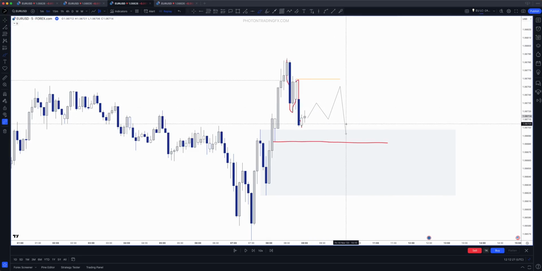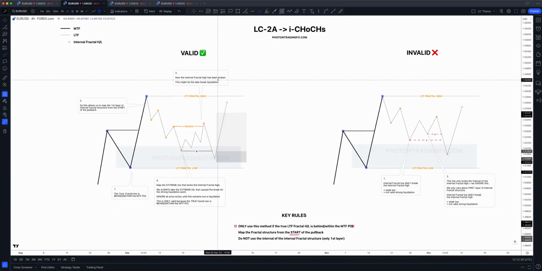And yeah, that's basically it, I can't think of any more ways to make this clear. So if you're finding this confusing, if it's melting your brain a little bit, just completely ignore the internal fractal structure. Never look at it. You do not need it. It will not be the difference between you being profitable or not over a large sample size. But if you are going to use it, you need to make sure you understand this inside out, because otherwise you'll end up taking all sorts of invalid trades.